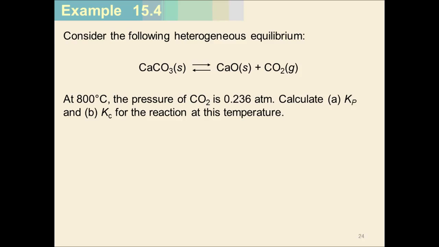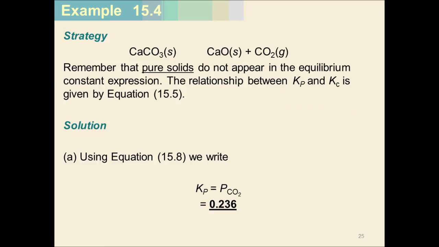Slide 24, example 15.4. Consider the heterogeneous equilibrium then of calcium carbonate going to calcium oxide and CO2. Here's your data. At 800 Celsius, the pressure is 0.236 atmospheres. First calculate Kp and then Kc at this temperature. On slide 25 then, let's remember, our calcium carbonate is going to decompose, but you have pure solids that do not appear in the equilibrium expression.